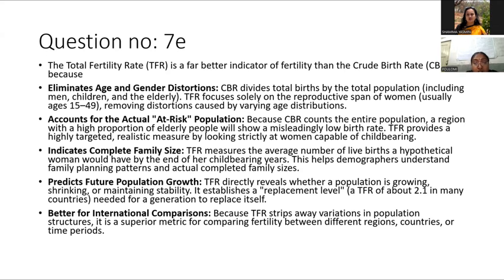Fourth, it predicts future population growth. A TFR of about 2.1 in many countries is needed for a generation to replace itself. Fifth, it is better for international comparison. We can compare between different regions, countries, or time periods by TFR. So that is why TFR is a better indicator of fertility than crude birth rate.